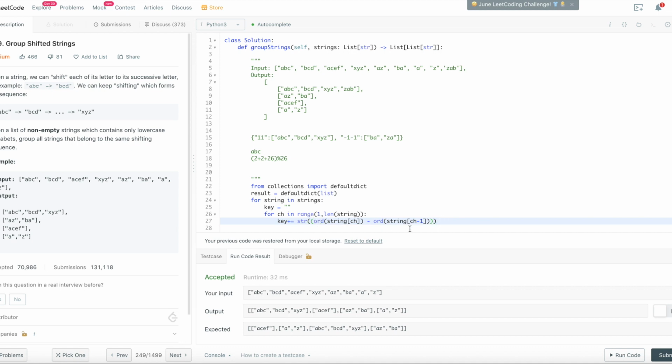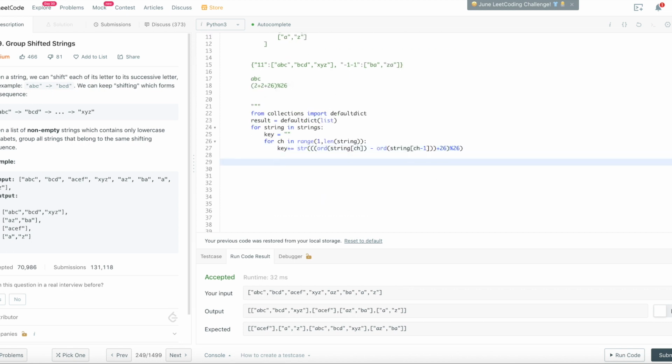Now let's have one more bracket here. As I told you, we will just do plus 26, and then the remainder of that with 26, so this will give us a key. Remember, what we are trying to do is append these keys, because A to B is 1, then B to C is 1, so that will be 1, 1. Then at the end, we will say result of key dot append string, and at the end we will return result dot values. I think this should solve this problem.